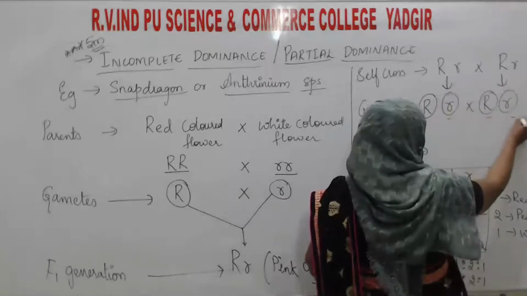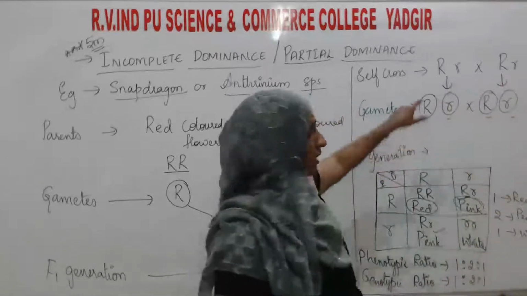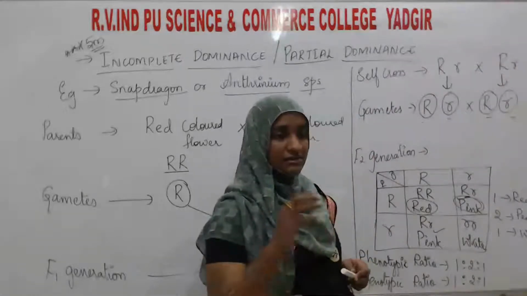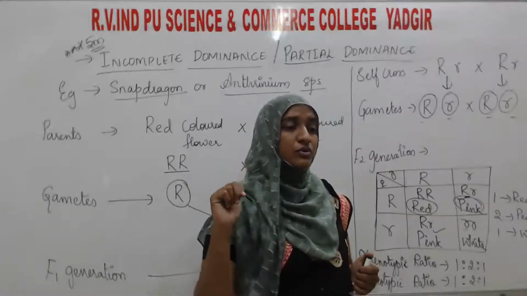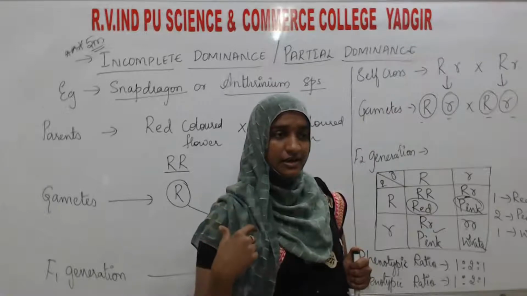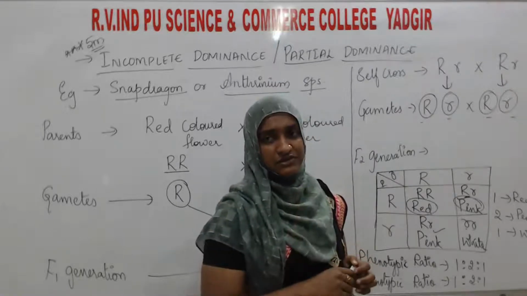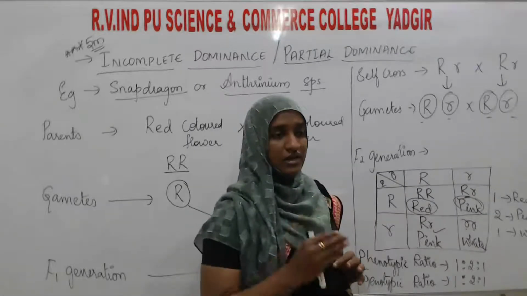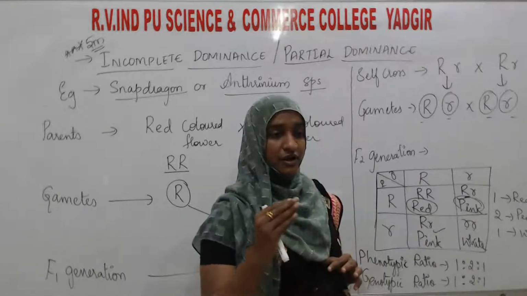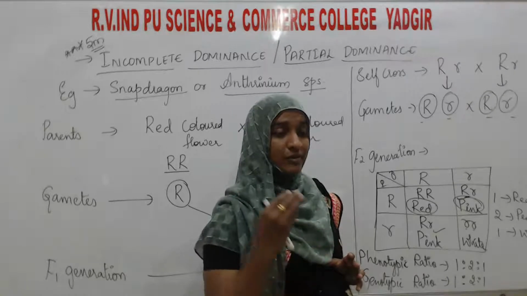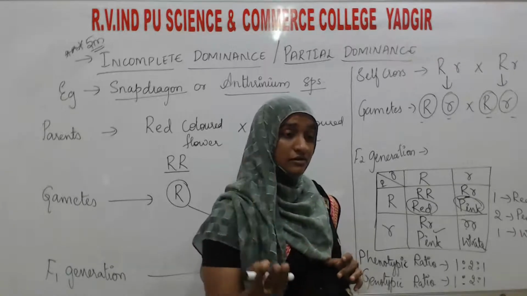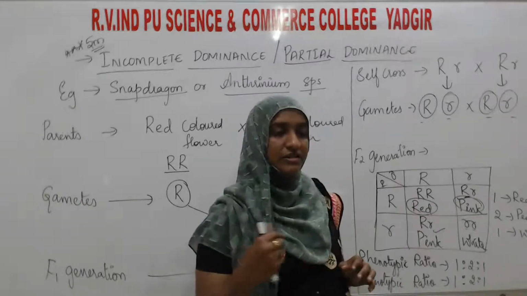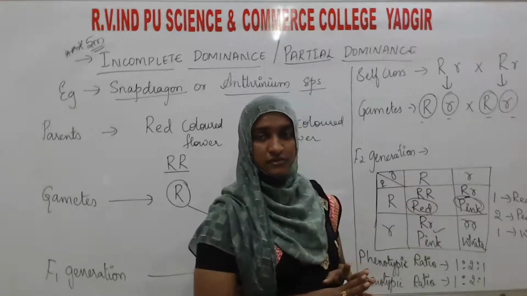Capital R, small r, capital R, small r. Don't forget these steps. These steps are very important. If you write these steps or represent this correctly, then you will get full 5 marks without any mistake. If asked to explain incomplete dominance by taking snapdragon or four o'clock plant or Mirabilis jalapa, if you explain this much, it's enough.